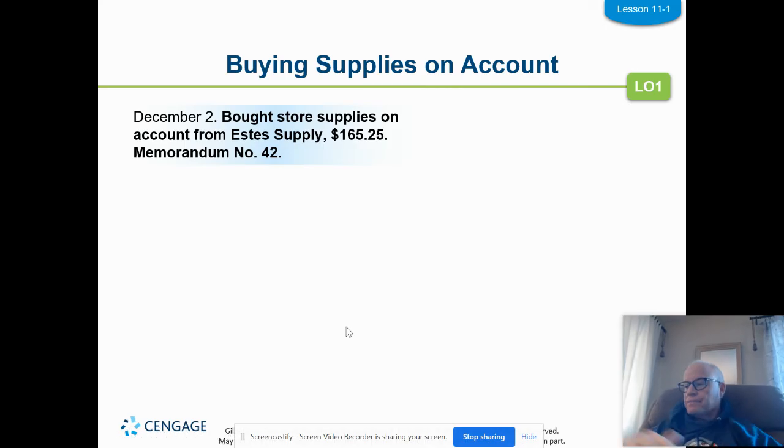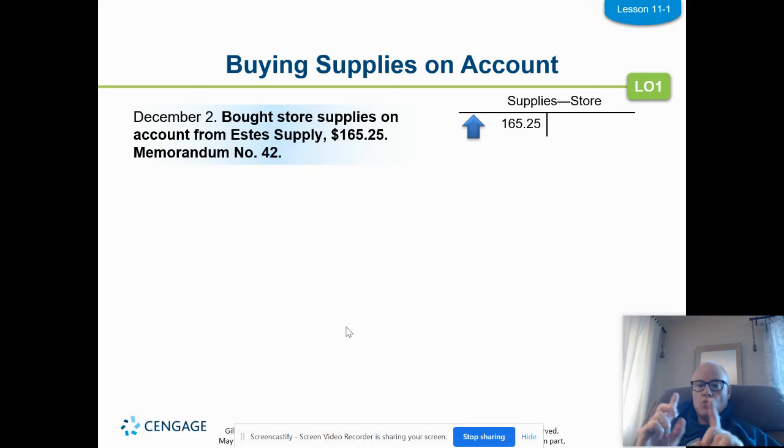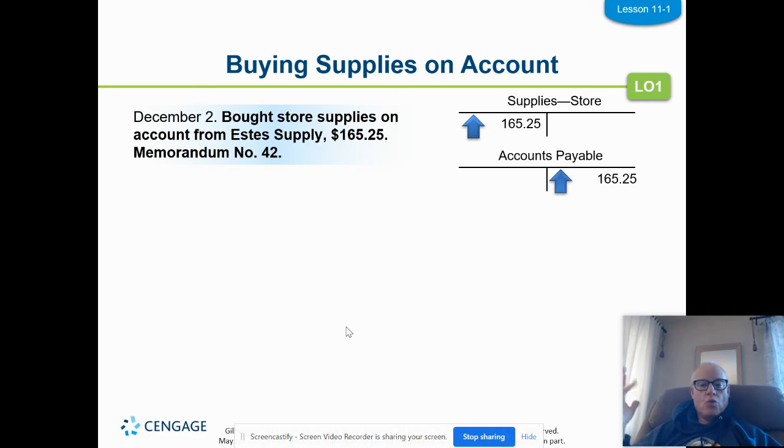So here we go. We're buying supplies, again, office supplies, not merchandise, on account. We're buying it from SD Supply, 165.25. All right. And here we go with our T accounts. We're going to increase supplies, which is an asset, with a debit. It's like we always have. And we're going to increase accounts payable with a credit, 165.25. Now also keep in mind that we've got that subsidiary ledger going on off to the side. Accounts payable, just our controlling account. So we're going to have to record that as well.